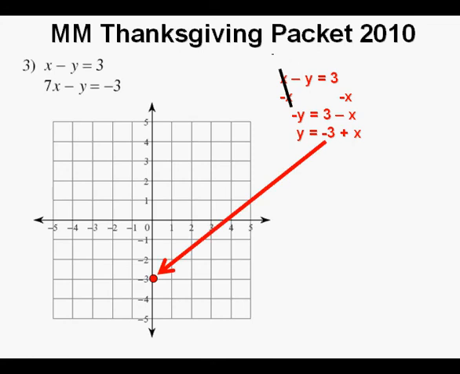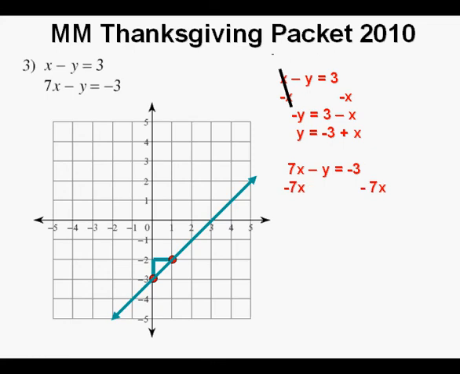To graph this, we start at the y-intercept of -3, and since we have 1x, that's a rise over run of 1 over 1. So we mark that off on our y-intercept and then draw our second dot. We go to the right, we draw the line. And now the second equation, 7x minus y equals -3. Our first step is to subtract 7x from both sides of the equation. 7x minus 7x cancel on the left side. We bring down what's left, negative y equals -3 minus 7x.